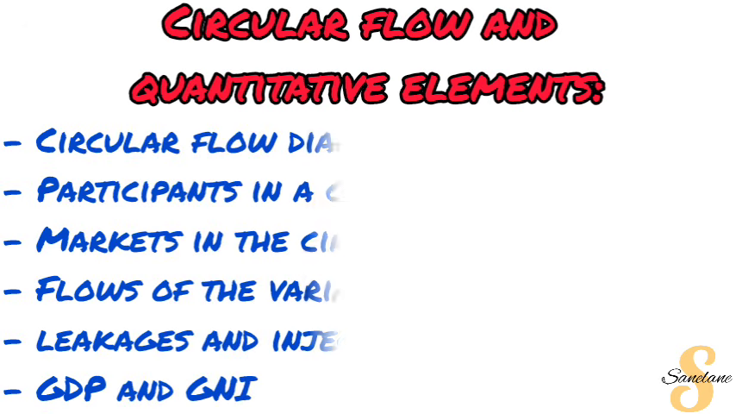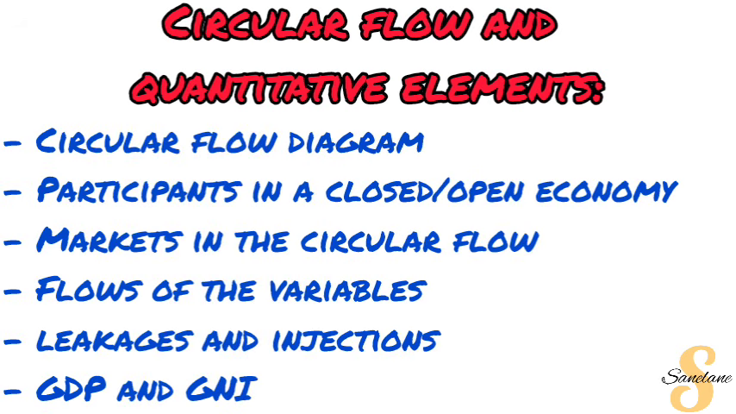The second topic under macroeconomics is the circular flow and quantitative elements. Under each, you have to cover the circular flow diagram, the participants in the closed and the open economy, the markets in the circular flow, the flow of the variables, and then you also have to look at the leakages and the injections in the circular flow, and then you will end everything off with the GDP and the GNI. That is the gross domestic product and the gross national income.